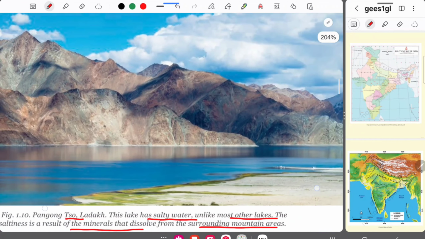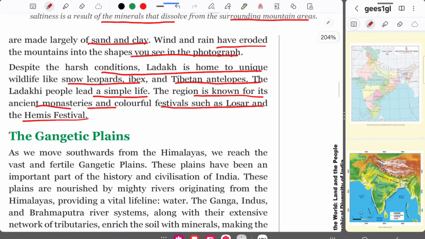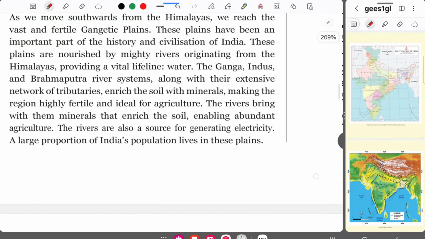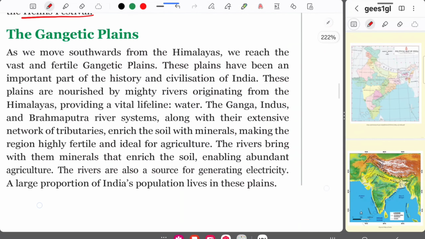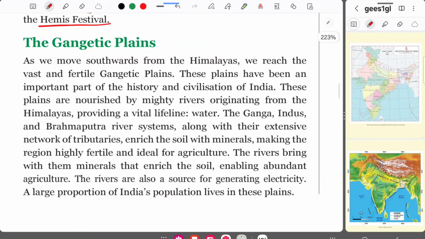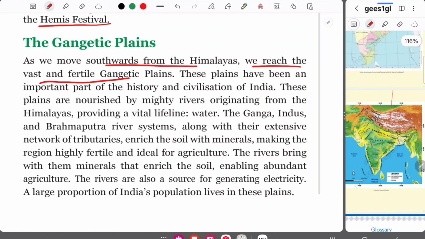So let us continue. That was all about our cold desert of India. Now let us move to the Gangetic plains, which are also known as the northern plains, just in the south of the Himalayas. As we move southward from the Himalayas, we reach the vast and fertile Gangetic plains. See here in the image on the side of this map, can you see the Gangetic plains? This area is the Gangetic plain area.